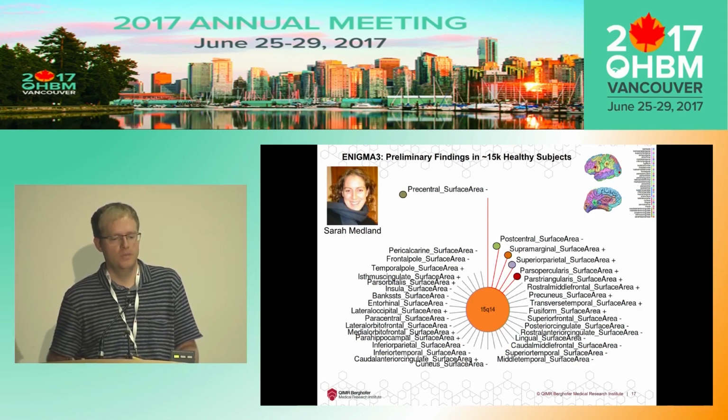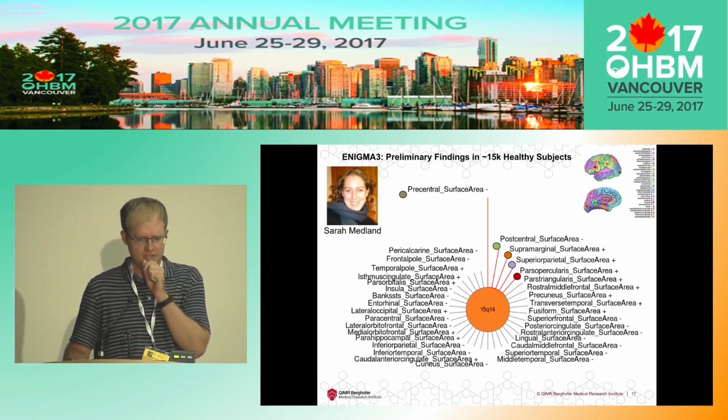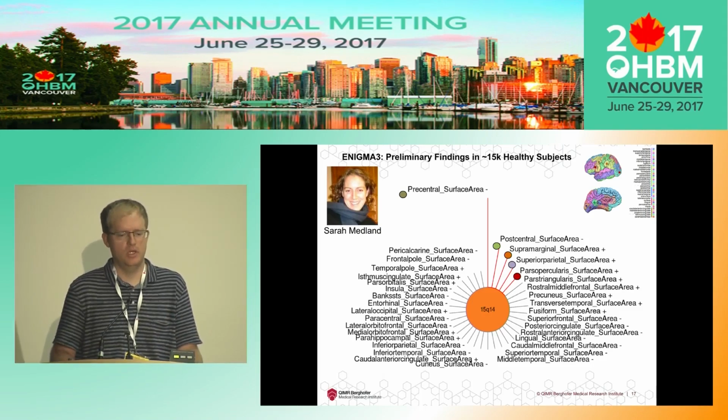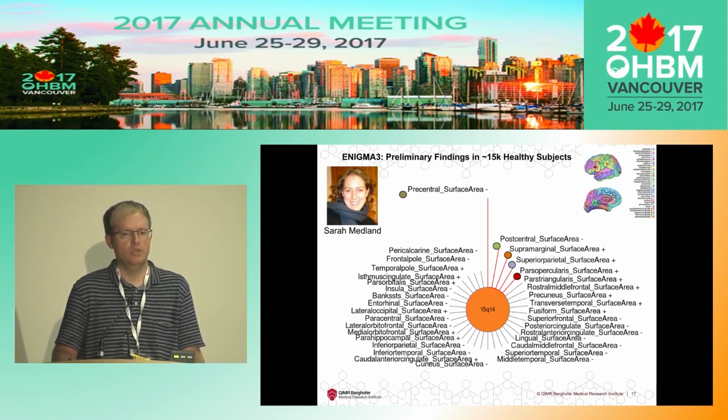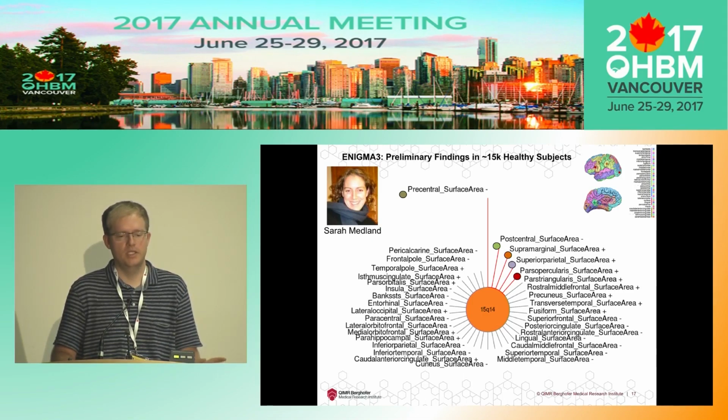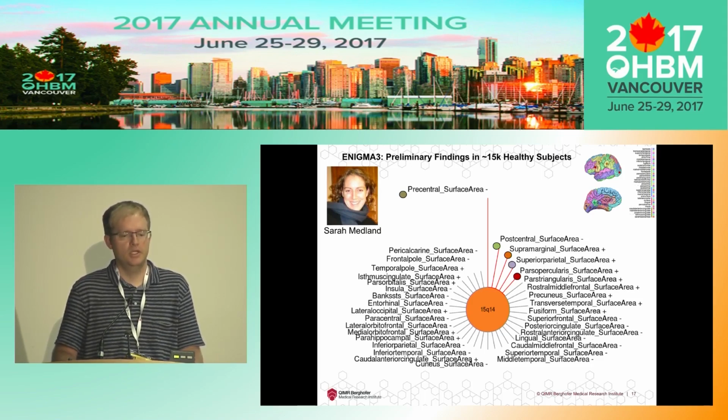Currently, we have preliminary findings shown here. We have about 18,000 subjects, 15,000 of which are healthy controls. We performed FreeSurfer parcellations and extracted surface area and thickness in all 18,000 subjects. And then we imputed the GWAS data to the 1,000 Genomes Reference Panel, and then performed an association across brain regions.